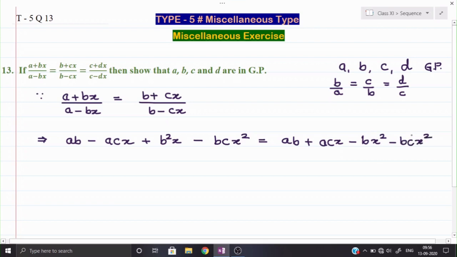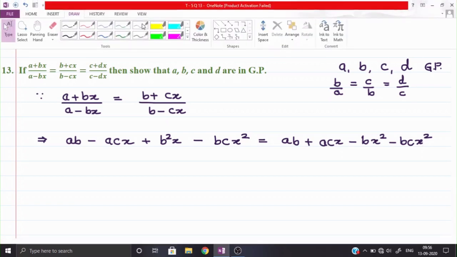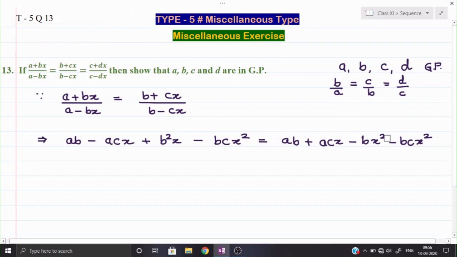Okay, we can check once. A multiplied with b, AB, then A multiplied with cx, acx, minus bx multiplied with b, that will be minus of, sorry, here a mistake is done, minus of bx square, that is minus of b square x. Okay, so the power we have put at a wrong place. So this will be minus of b square x. Okay, minus of bx multiplied by b, so that is minus of b square x, and minus of bx multiplied by cx, so that will be minus of bcx square.